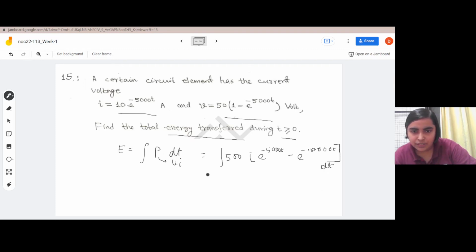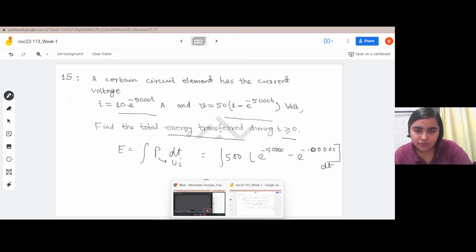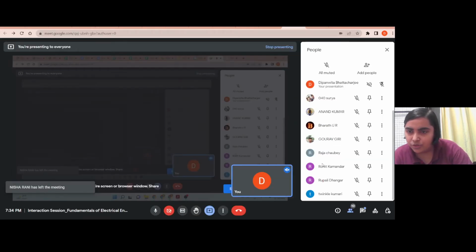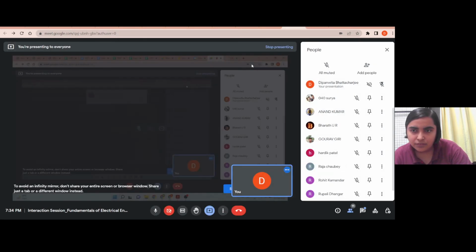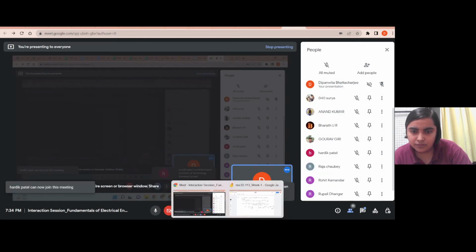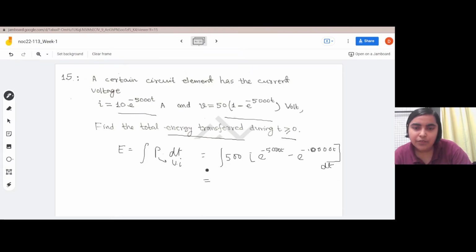This will be the integration, right? So, what will be the limit of the integration? Could Rohit comment on this? Rohit, could you comment what will be the limit of this integration?